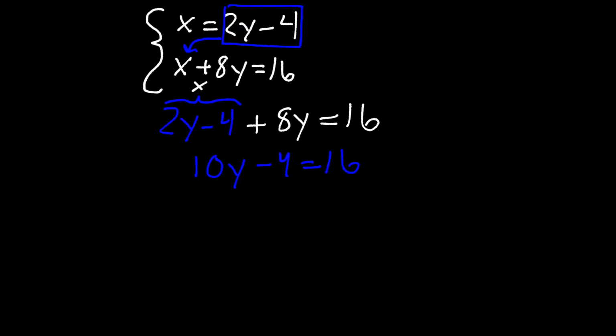I'm going to add 4 to both sides so that I get my y term alone. That's going to give me 10y equals 20. And lastly, I will divide by 10 so that the y is completely isolated, and we end up with y equals 2.